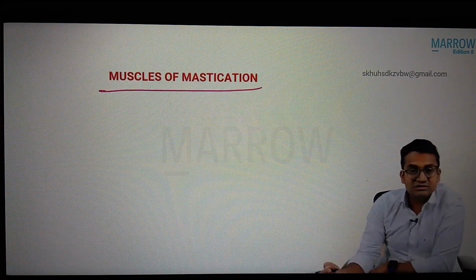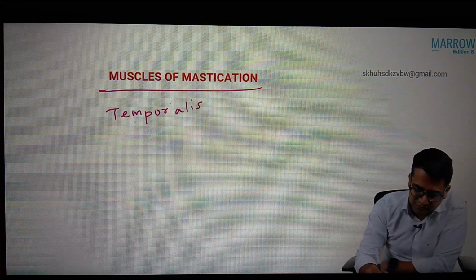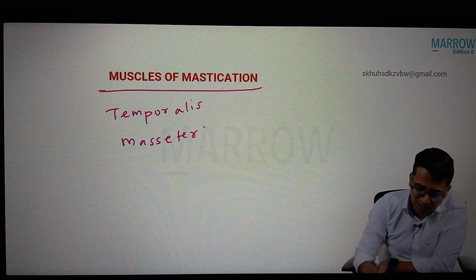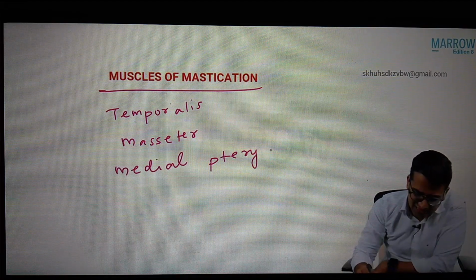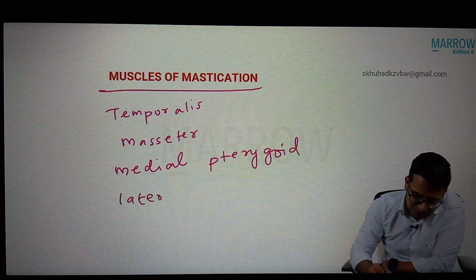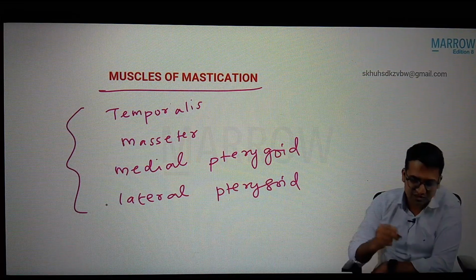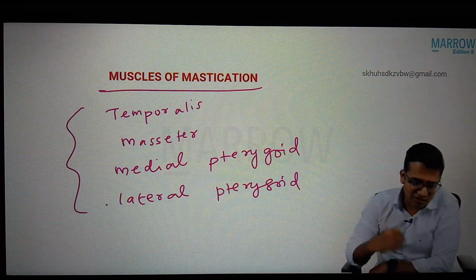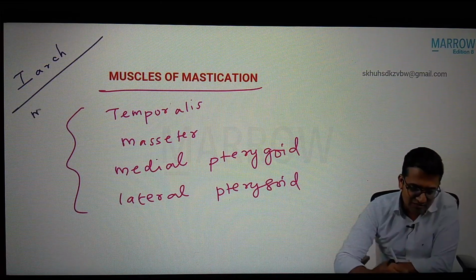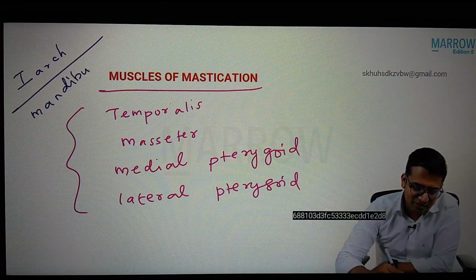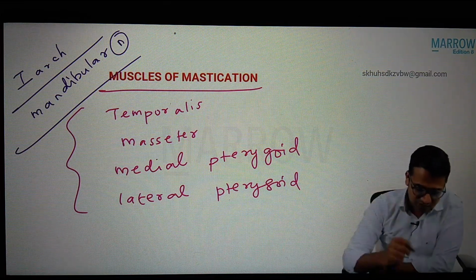We have four muscles of mastication: temporalis muscle, masseter, and the medial and lateral pterygoid muscles. All the muscles of mastication come from the first arch, the mandibular arch, and they are supplied by the mandibular nerve. Okay, so it's understood. Now we see one by one.